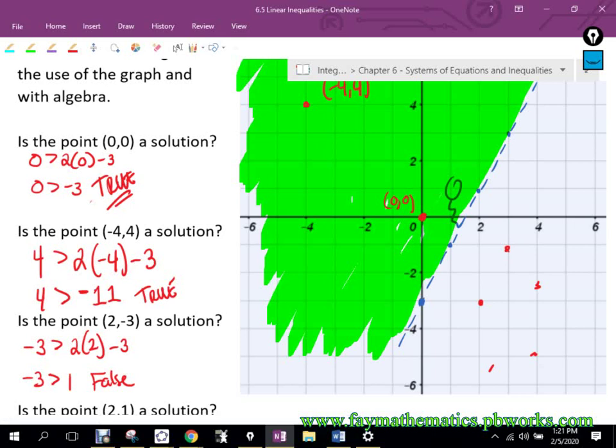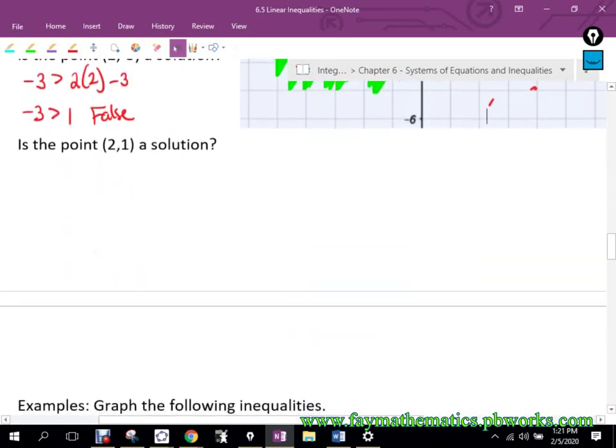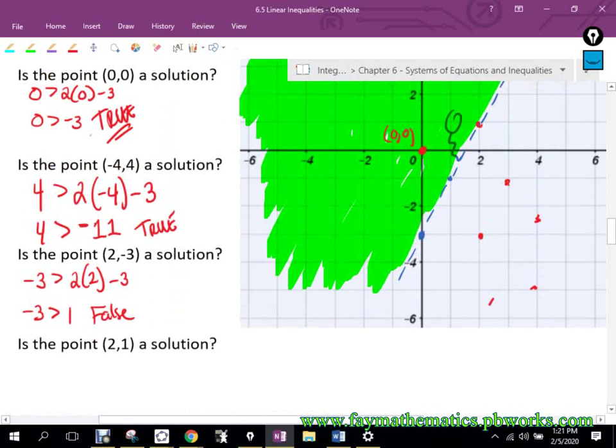Okay. Now, (2, 1) is the next one I want to check. Is that point on my line? Yes. And my dotted line tells me that that should not be a solution, right? Here's the reason. If I plug in (2, 1), so the y value is 1, is that greater than 2 times your x value minus 3? Because the inequality was y is greater than 2x minus 3. So I'm plugging in 1 for that y, 2 for that x, because of that point (2, 1).